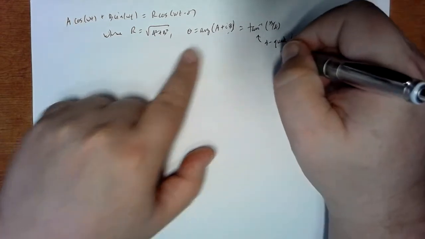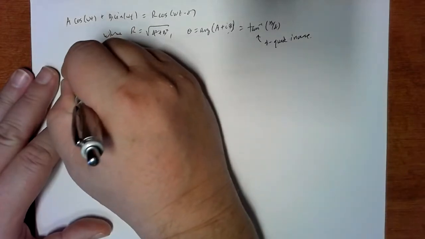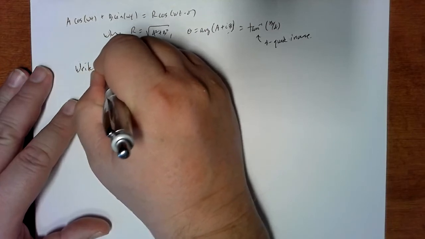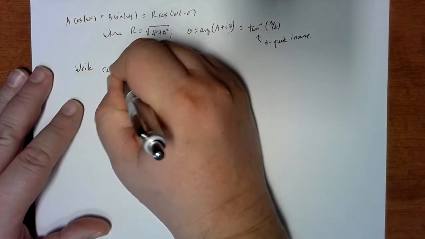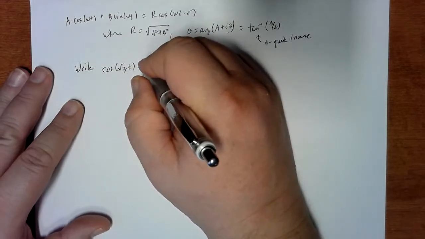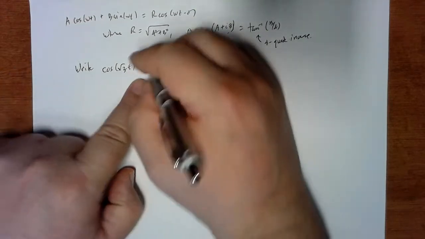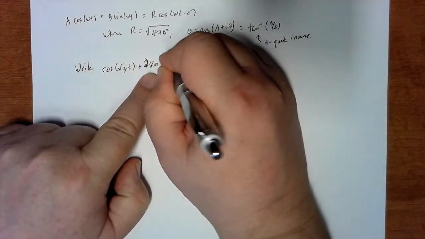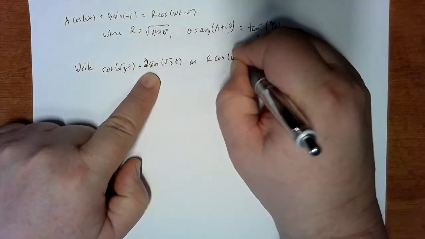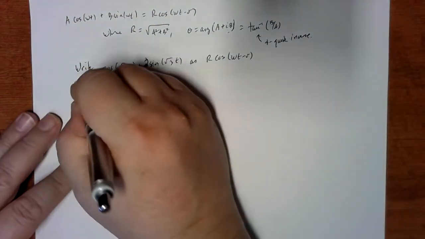Good. And now this is really handy for doing things like rewriting cosine of the square root of 3t plus, sorry, this isn't complex, cosine of the square root of 3t plus 2 times the sine of the square root of 3t as r cosine omega t minus delta, so we can analyze this expression. Okay, solution.